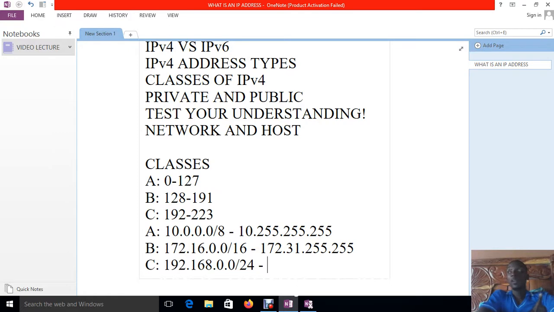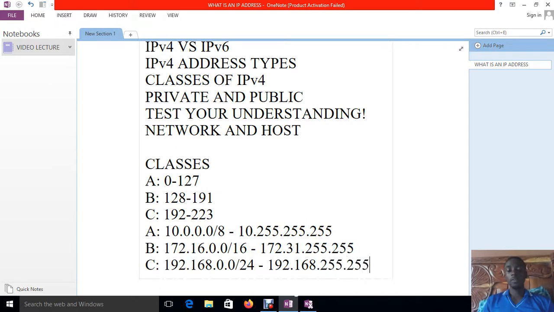CIDR means classless interdomain routing, but we're going to talk about it later because if you are not dealing with the classes, then we call it CIDR. But right now we are dealing with classes, so we call it the prefix notation. So that is the prefix length. 192.168.255.255. So that's the range of class C address.